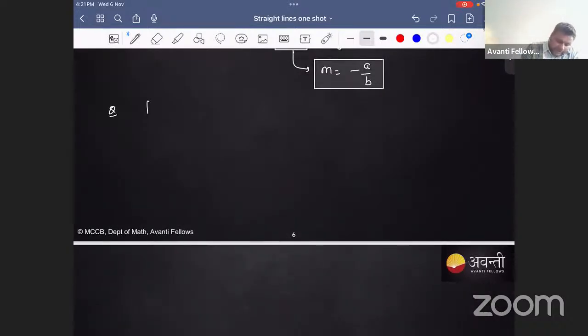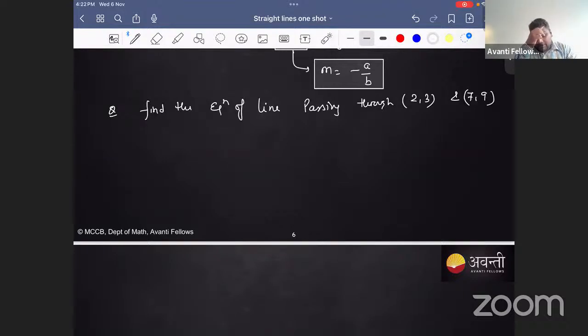Write down a question. Find the equation of line passing through (2, 3) and (7, 9), and find its slope.